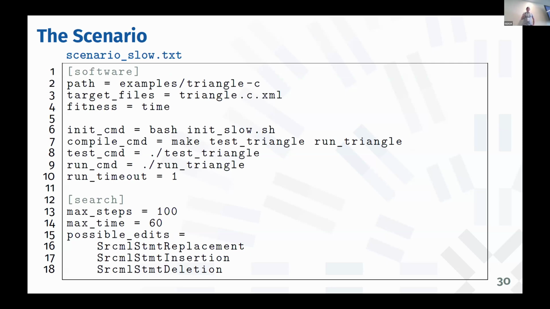Compilation is just make, for both the test suite and the payload. Test is just running the test suite. Run is running the run command. And we will kill anything that takes more than 1 second to run. Search: we will do either 100 steps of local search or 60 seconds. We will use replacement, insertion, or deletion of statement.